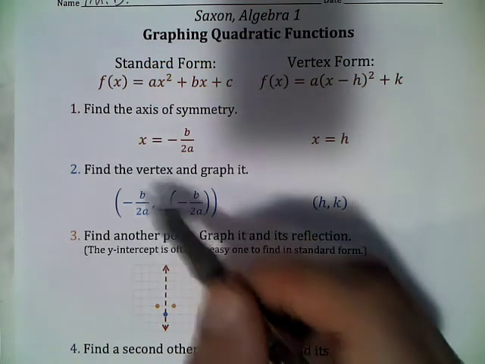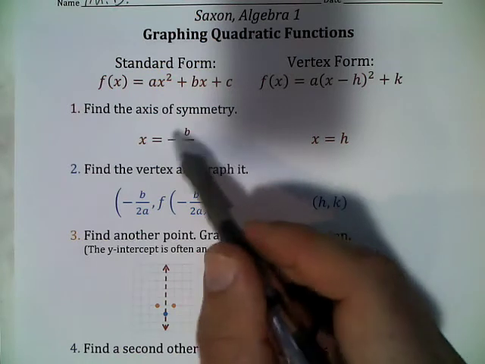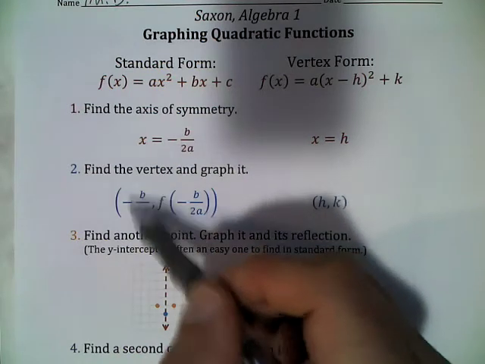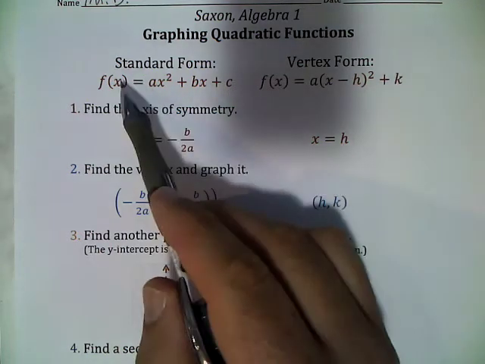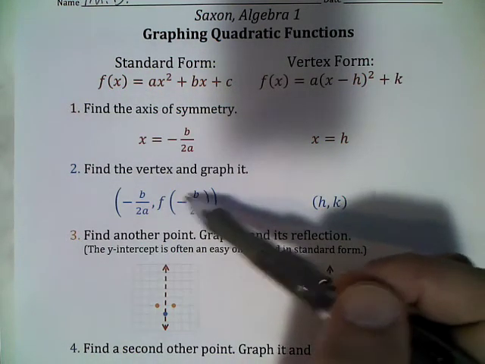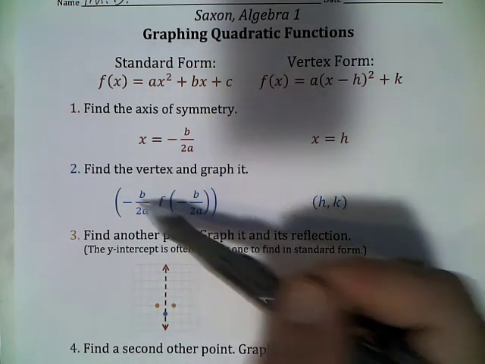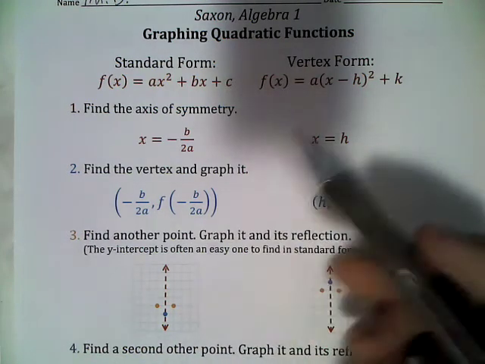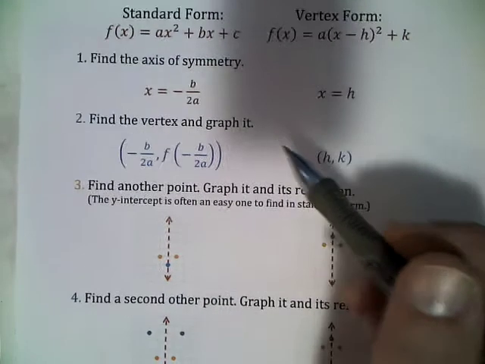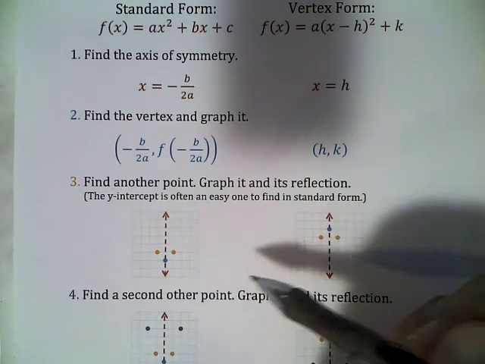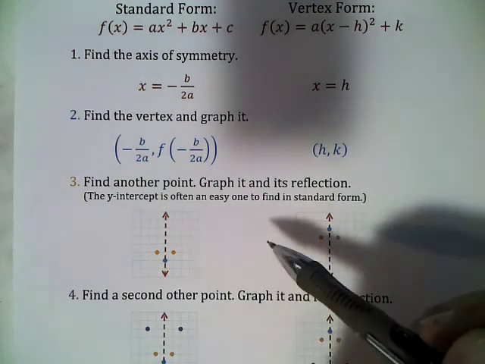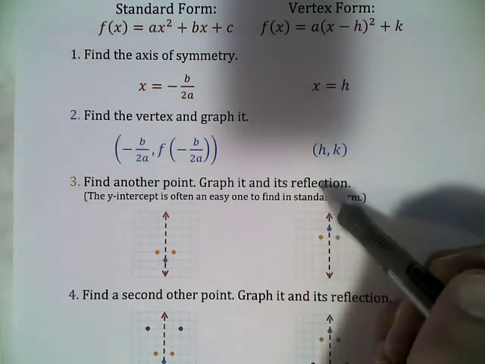So the vertex, this is your x value. Whatever this comes out to be, that's going to be your x value. But then if we take this x value and plug it into the function we started with, then we'll find a y value that goes with that x value. Next up, we find another point. Just find some other point and graph it and its reflection.